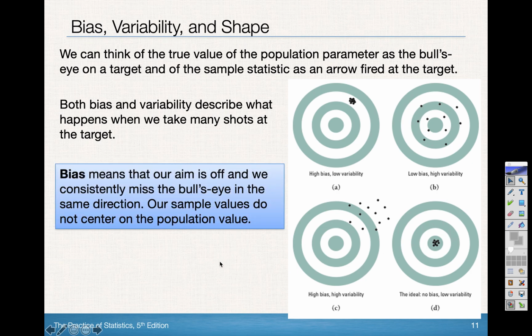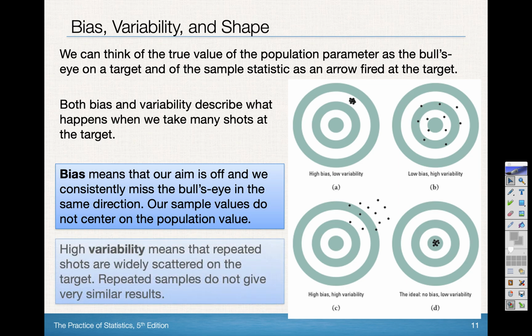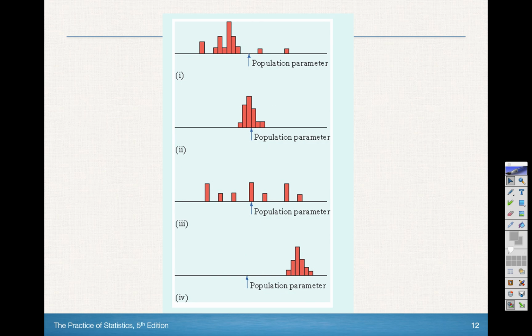Bias again means that our aim is off and we're consistently missing the bullseye, and that's because the way that we're collecting something is incorrect. High variability means that with repeated shots, we're all over the place. It usually has to do with a small sample size. So the higher our sample size, the lower our variability will be.